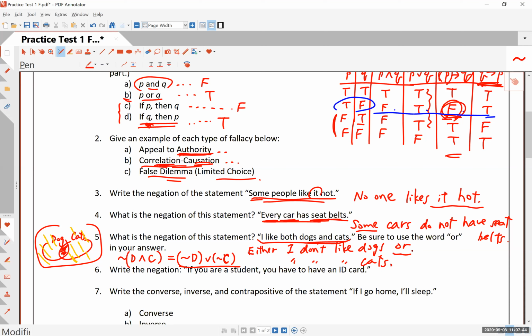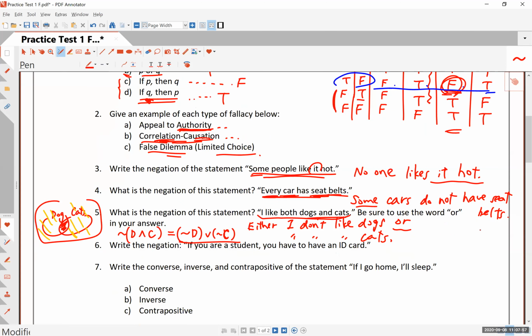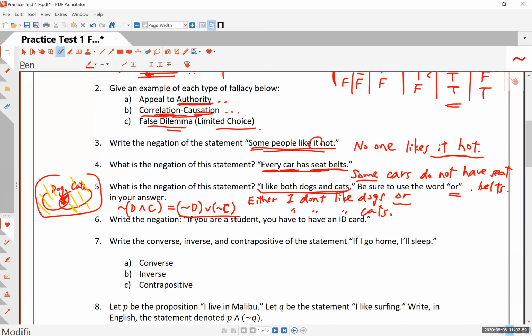And of course, when you use the "or" statement, this assumes that it's possible that both are true. I don't like dogs and I don't like cats. That's okay. So that would be the correct statement: either I don't like dogs or I don't like cats. And so the word "or" will be there because the negation of an "and" statement will be an "or" statement. All right, how about the negation of this one?